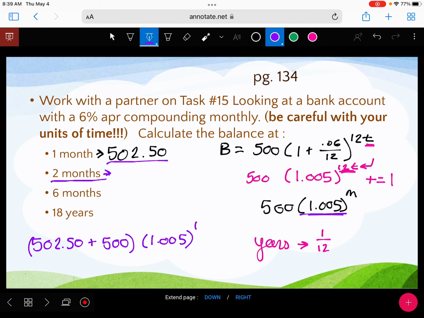To the 1 month. So we have a different balance this month. It's not that they just put $500 in and let it sit there for 18 years. They're adding to it every month because they would like to retire, please. So how much are they going to have at the second month?